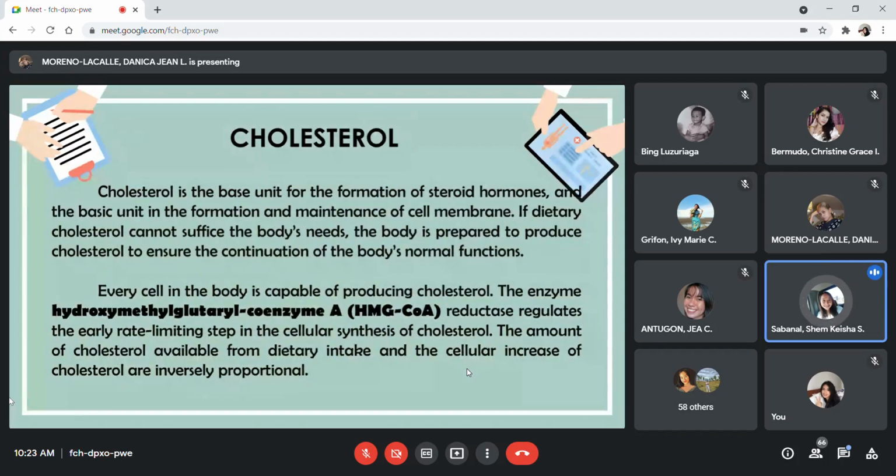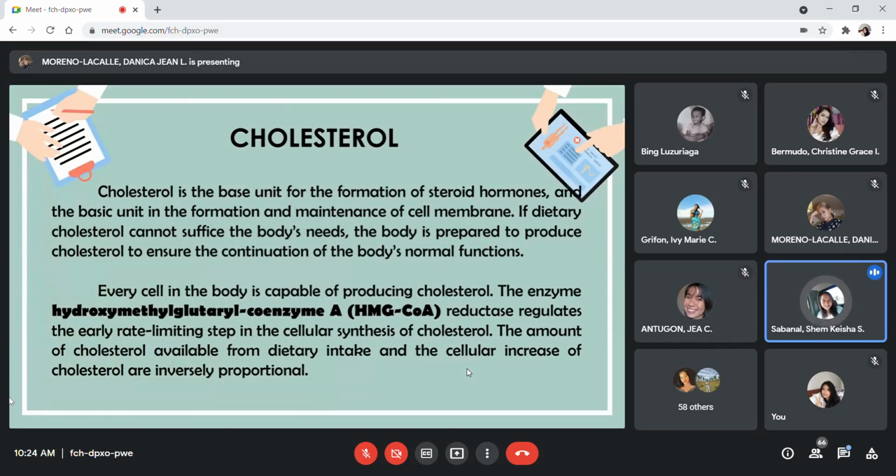So what actually is cholesterol? So again, cholesterol, we need this in our normal body functions because it is the base unit of our steroid hormones and the basic unit for the formation and maintenance of our cell membrane. So where do we get this cholesterol? We have discussed earlier that we get this from our dietary intake. We take cholesterol as dietary fats. But what if there are circumstances that we do not get enough cholesterol that our body needs? Actually, our body is prepared to produce the cholesterol to ensure that the body gets the enough cholesterol it needs to sustain normal body functions.